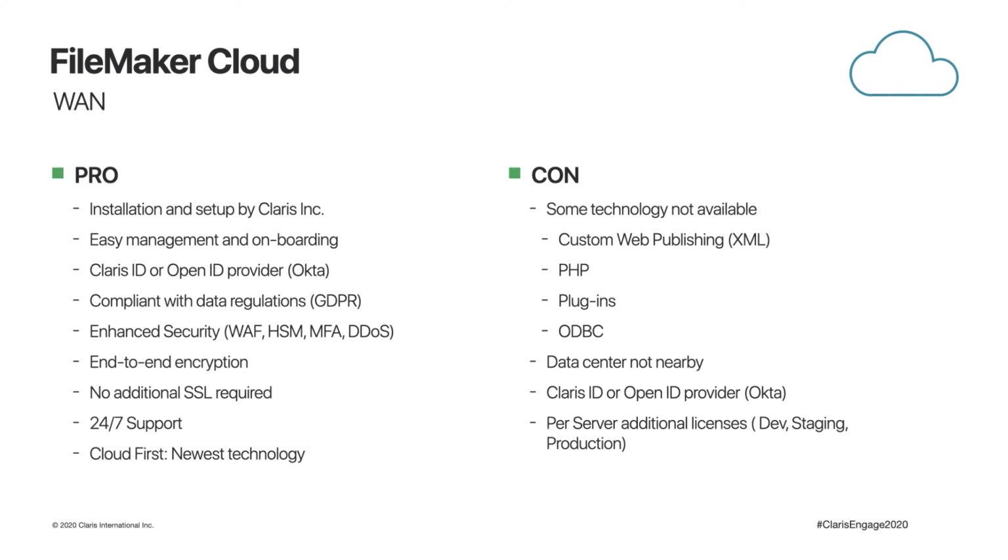For the security model, you don't make use of users within the FileMaker solution, but they can make use of their own Claris ID identity or any other open identity providers such as Okta. It's compliant with a lot of data regulations such as GDPR. There's an enhanced security model behind it. I'll be coming back to this one in one of the next chapters. They assure end-to-end encryption, and you don't need to install your own SSL certificate. There's 24/7 support, and you get the newest technology first on FileMaker Cloud.